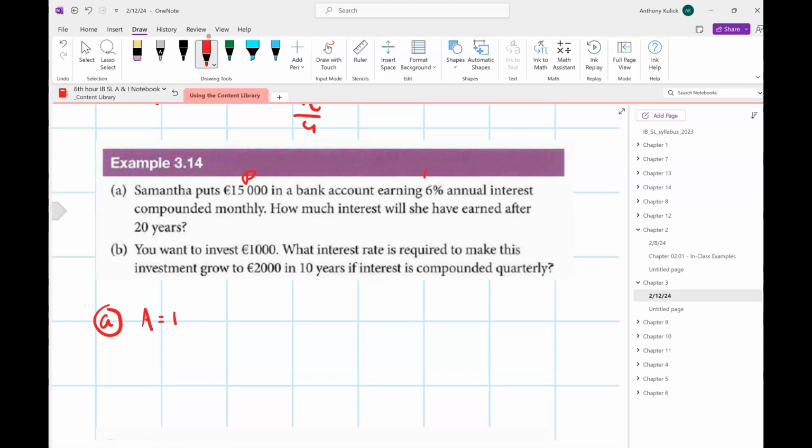So how are we going to calculate that? Well, PRNT, right? Everybody agree? And then our interest should be A of 12 minus A of 1. Or by A of 1, I really just mean 15,000, right?